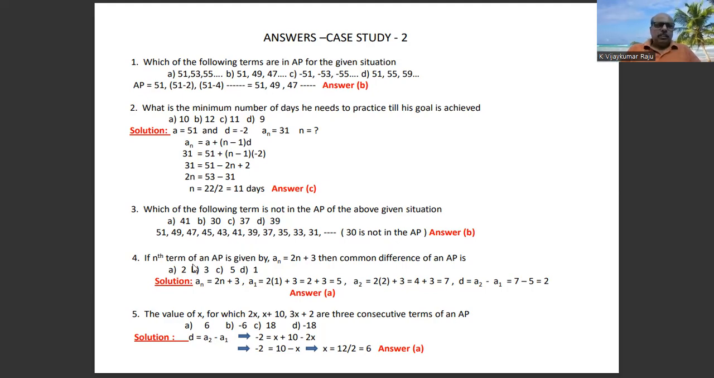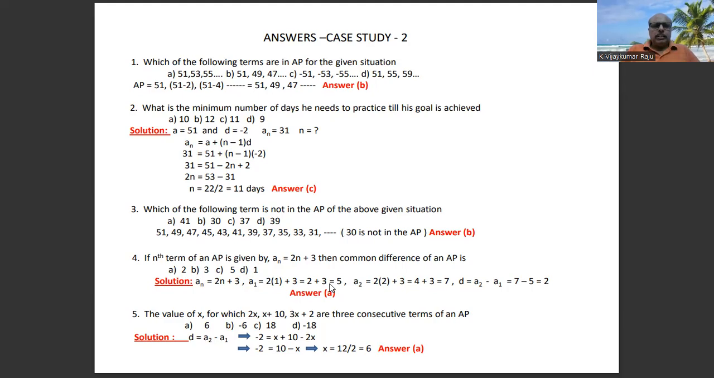Okay. Fourth question. Nth term of the AP is given by AN is equal to 2n plus 3. Then the common difference of the AP is? Now AN is given as 2n plus 3. If you want to find A1, that is the first term, put n is equal to 1. So A1 is equal to 2 into 1 plus 3. That is 2 plus 3 is 5. That means your first term is 5.